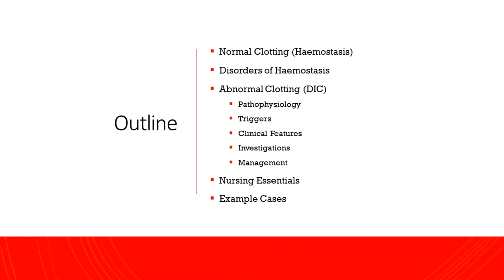We're going to talk through what is normal clotting, which we refer to as hemostasis, the balance of clotting and bleeding, the disorders of hemostasis that fit into primary hemostasis versus secondary hemostasis, and then we're going to explore what abnormal clotting can look like in severe cases. And in this particular one, we're going to talk about disseminated intravascular coagulopathy.